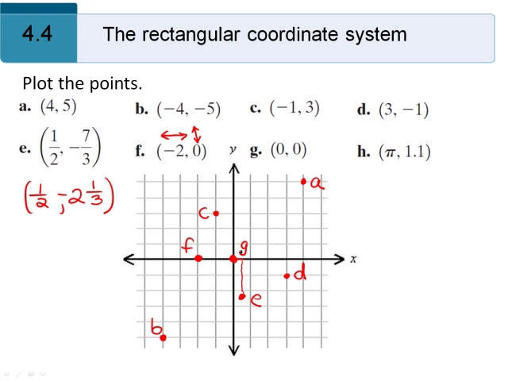Now, H is really weird: pi and 1.1. So what you have to do here is estimate. The estimate for pi is 3.14, and we also have 1.1 as our y. So for x, you're going to go over 1, 2, 3 to the right, and a little bit past the 3. And then you're going to go up a little bit past the 1, to about right there. And that's where your H point would be. So you just estimate a little bit past the 3, a little bit past the 1. As long as you're between the right whole numbers, you're good to go.